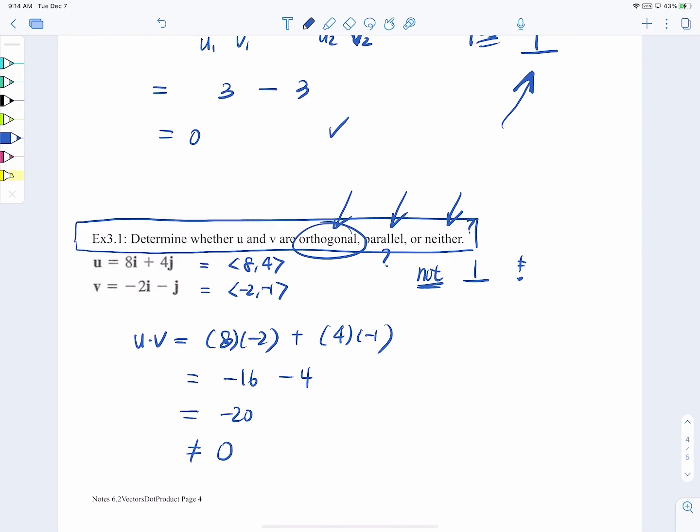Is it neither? Now I want to ask you, I wonder what it takes in order for us to show that two vectors are parallel. I mean, if they're not orthogonal and not parallel, then obviously it's neither, so we don't need to prove that it's neither. But how do you show something is parallel? I'm going to leave it like this. You guys, when you see 8, 4 and -2, -1, do you see anything in common here? I want you to think about something here. I'll leave it at that, and then we can discuss and see what you come up with. There is something unique about these two vectors, okay?